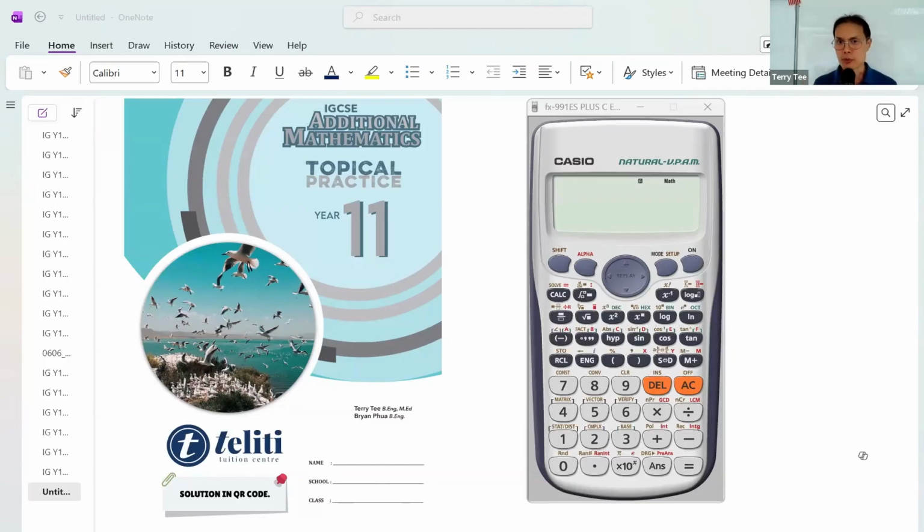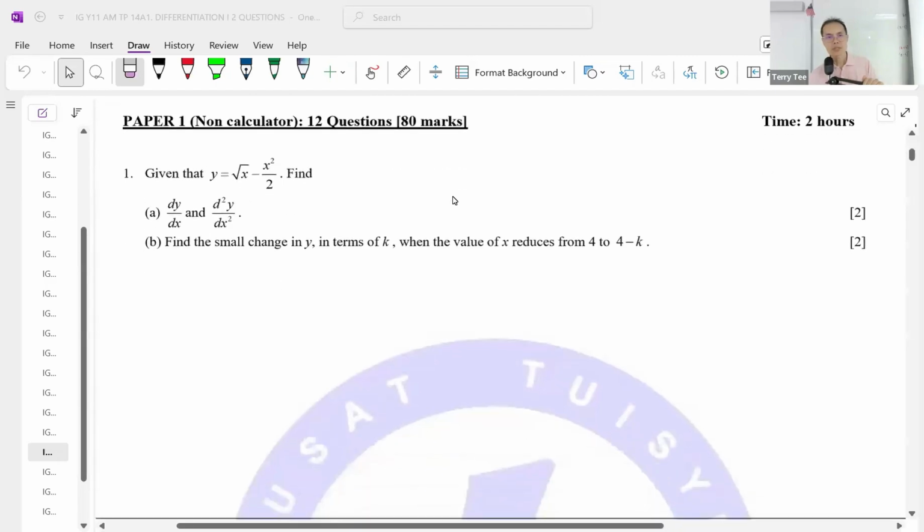Differentiation is one of the most important chapters in IGCSE additional mathematics. So this video will go through IGCSE additional mathematics topical practice differentiation paper 1. Since this is paper 1, we focus on solving the questions without using a calculator. I'll show you how to differentiate accurately, use the gradient correctly, and avoid common mistakes in questions involving tangent, normal, stationary points, rate of change, and so on. So let's begin with differentiation paper 1.